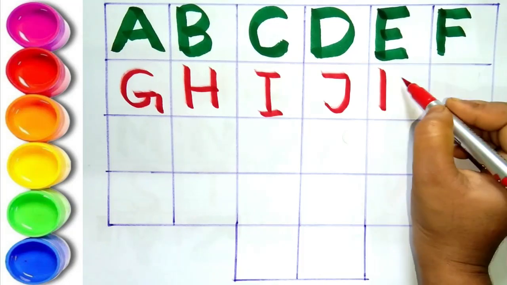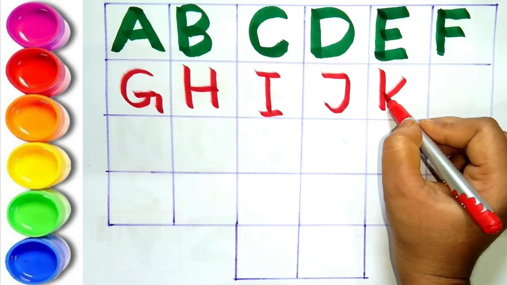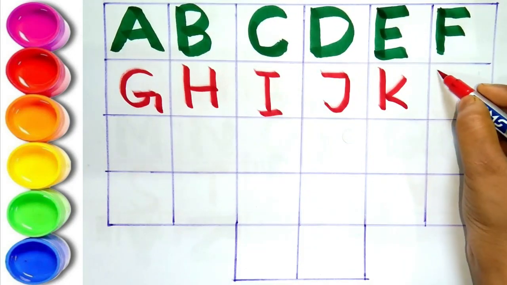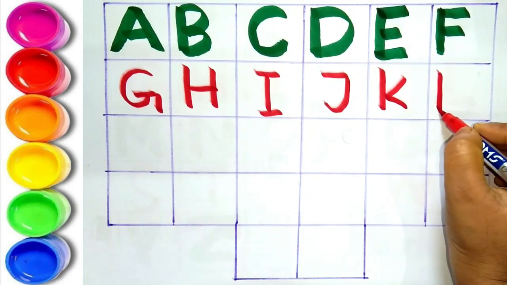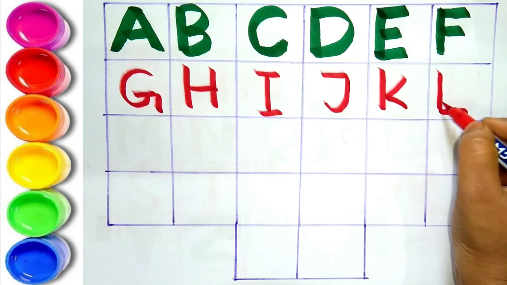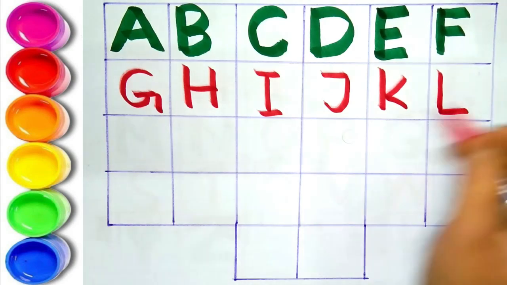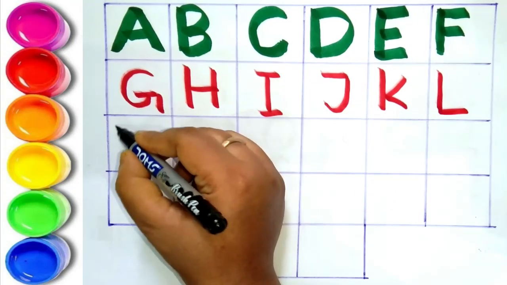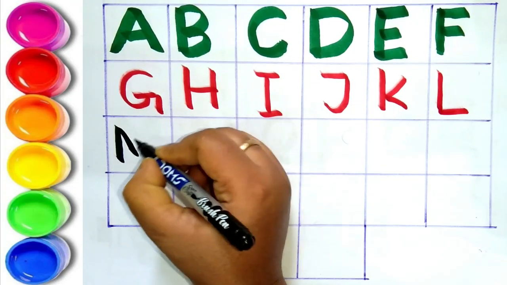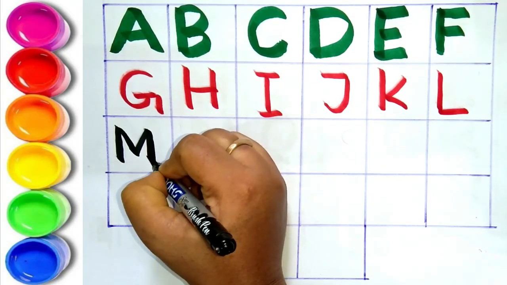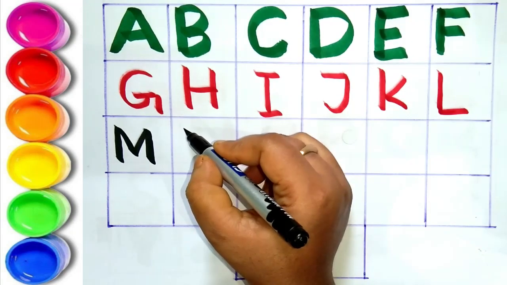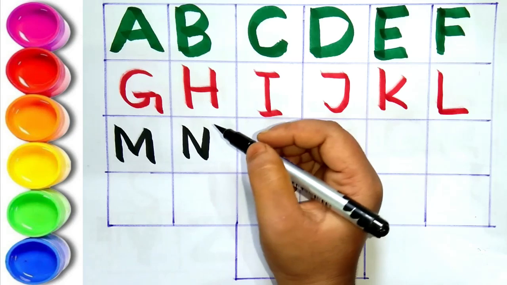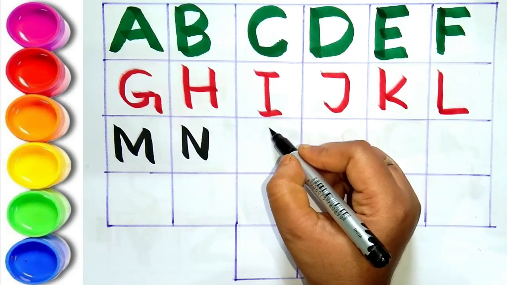K, K for kite. L, L for lamp. Black color. M, M for money. N, N for nose.